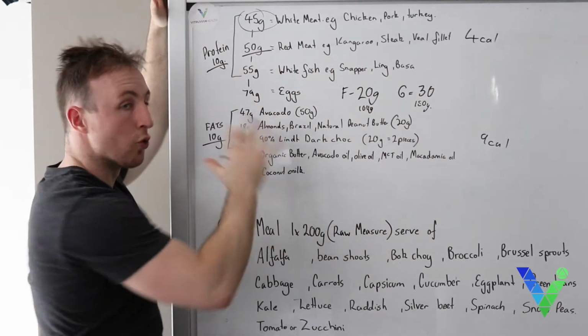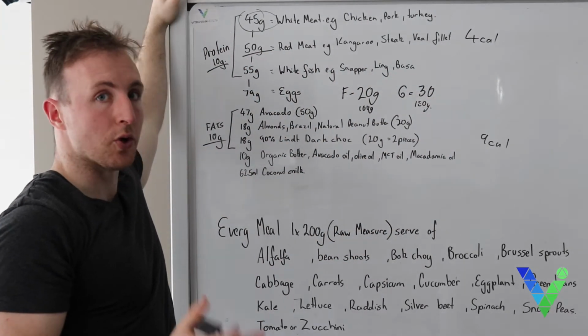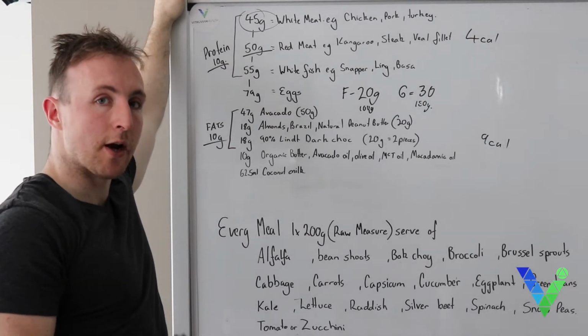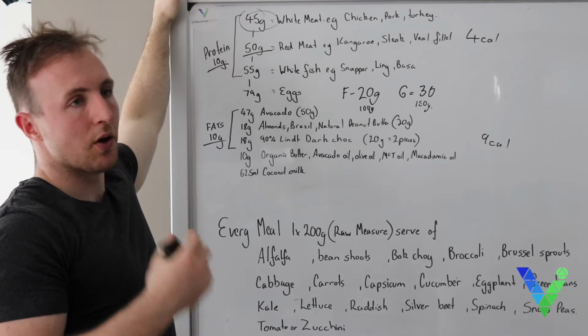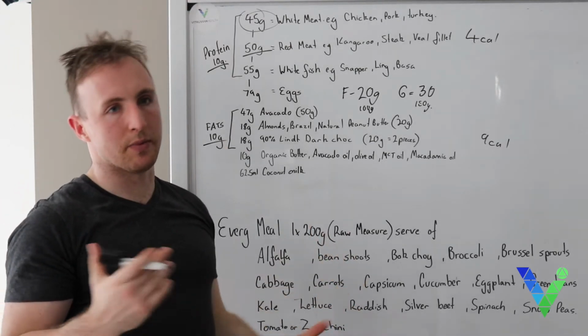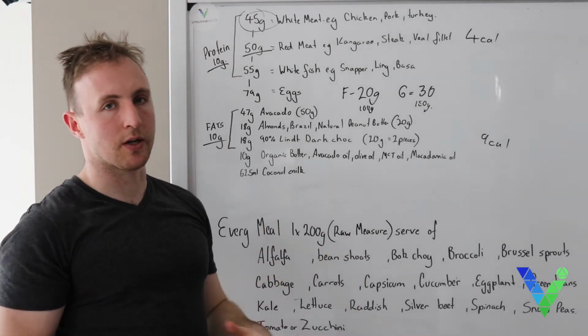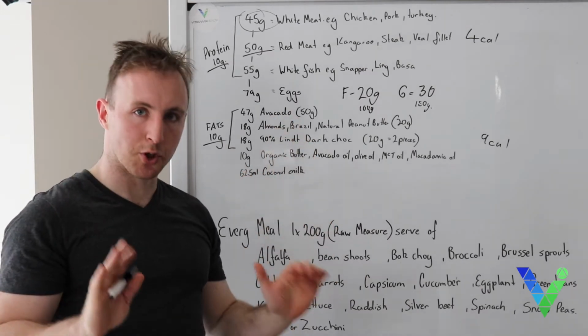Now, this is raw measure, so when it's not cooked. If you cook a steak that weighs 150 grams raw, when you cook it, it's about 130. That's still usable protein. Don't go into the whole debate about it metabolizing and cooking off some of the protein. Keep it simple, okay?